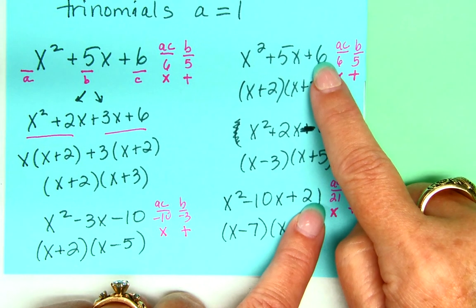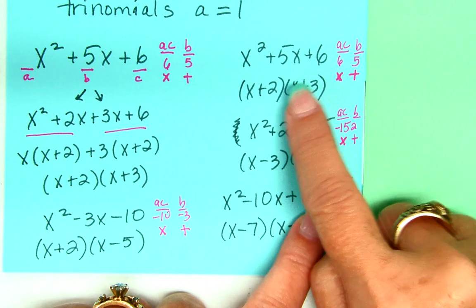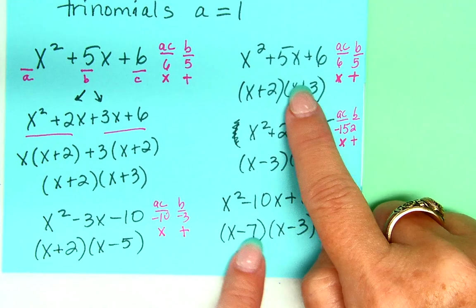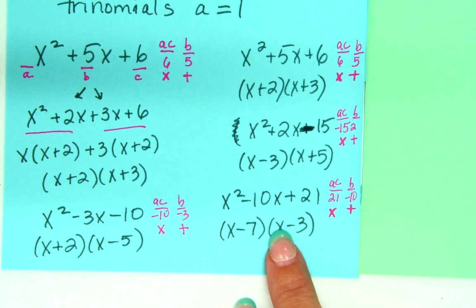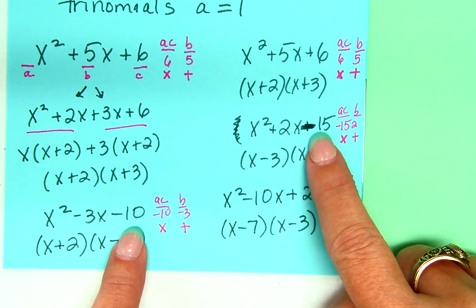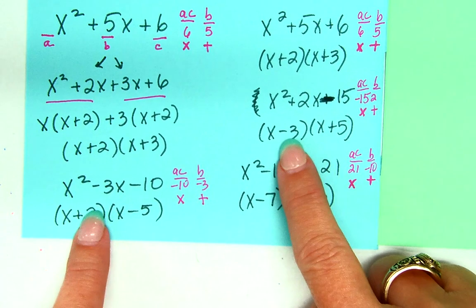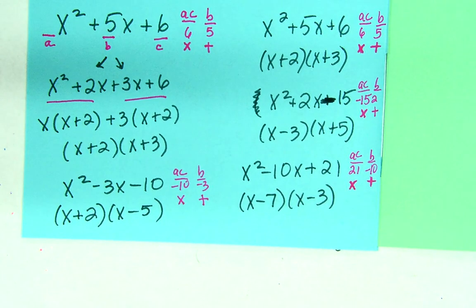Because it has to multiply to be a positive number. What's the only way you can do that? If they're both positive or both negative. If the last number is negative, what has to be true about the signs? They have to be different, right? They have to be opposite.